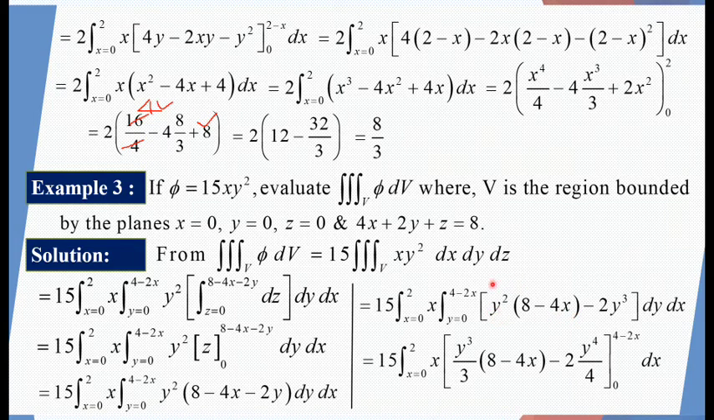So the integral of y square is y cube by 3, and this y cube is y raised to power 4 by 4. So this 2 is cancelled out by this 4, 2 times, and the rest are the same. And now we can put this limit in place of y, and when we put 0, then the entire function will be 0. So only 4 minus 2x is significant.